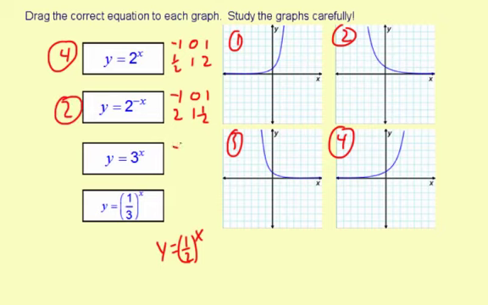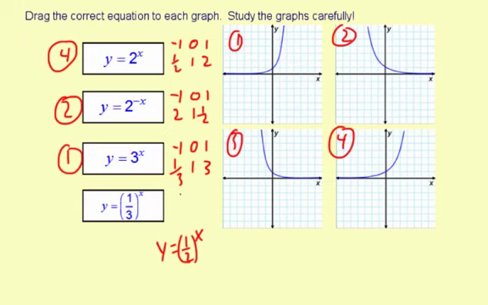Y equals 3 to the x, inputs of -1, 0, and 1. 3 to the -1 is 1/3. 3 to the 0 is 1. 3 to the 1 is 3. So which graph looks like it has that? Looks like graph number 1.